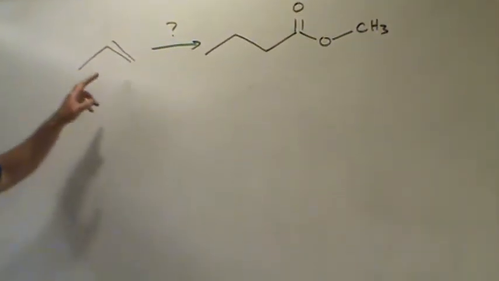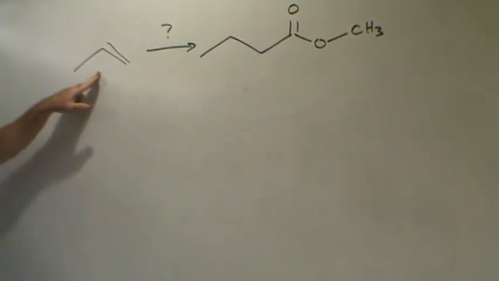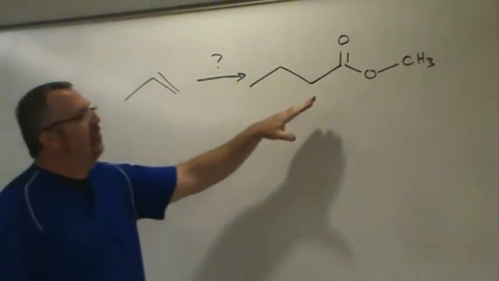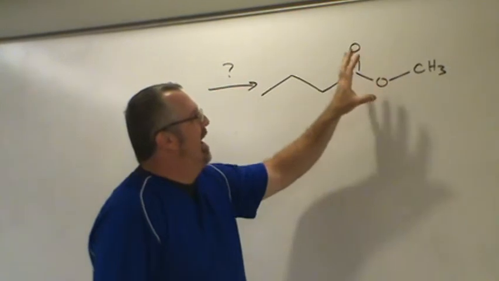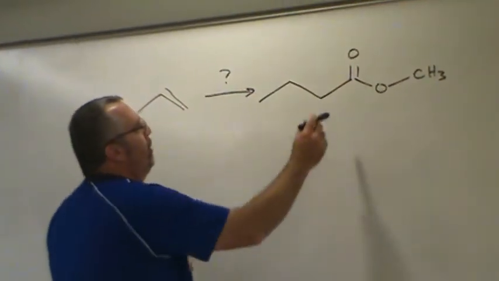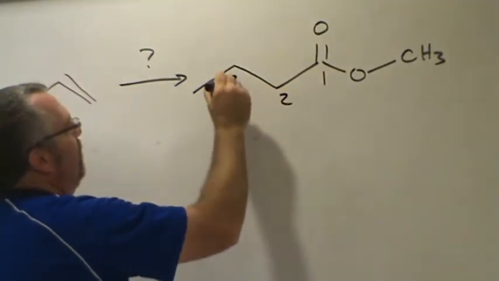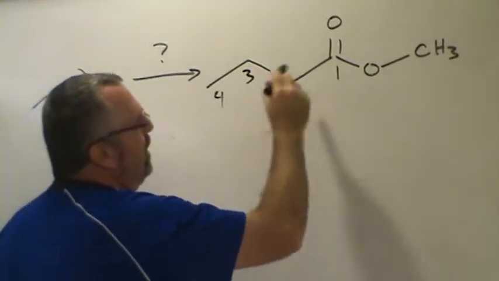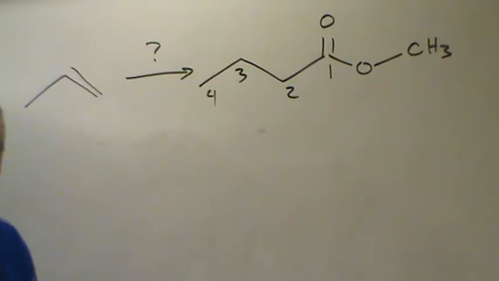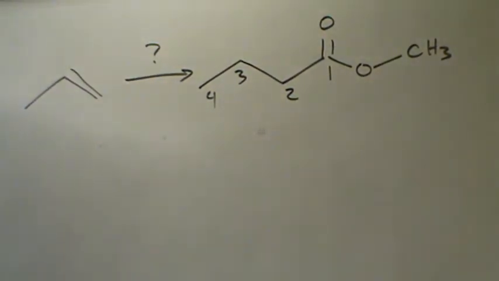See if you can start with propene and produce this ester. This is a methyl ester of butanoic acid. If it were the carboxylic acid, it would be a 4-carbon carboxylic acid, but it's the methyl ester of the carboxylic acid. We would refer to this as a methyl butanoate. How could we do this? This might be a good time to turn off the video and work on this problem and then turn it back on, and I'll show you how to do it.